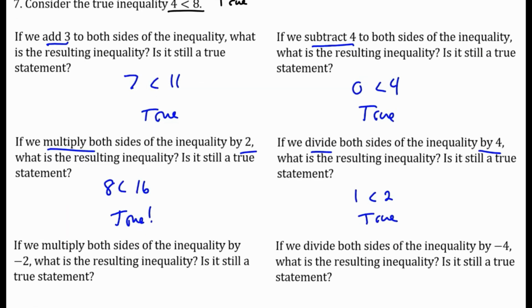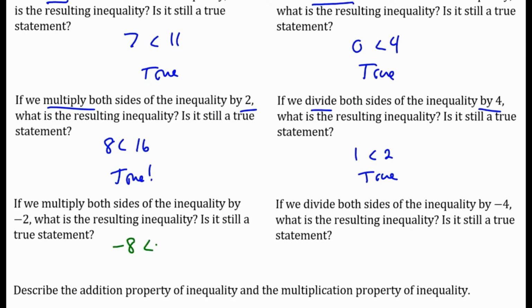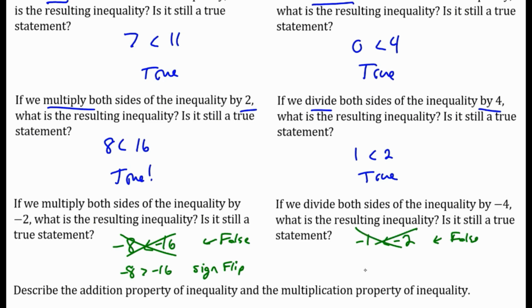What if I multiply by -2? If I multiply by -2, that gives me -8 is less than -16. This is a false statement. To fix this, I'd have to say -8 is bigger than -16. Notice the sign changed. I needed to flip the sign to make it true. This was false, so I had to flip the sign. What if I divide by -4? -1 is bigger than -2. Again, this is a false statement. I need to flip that sign to make it true.